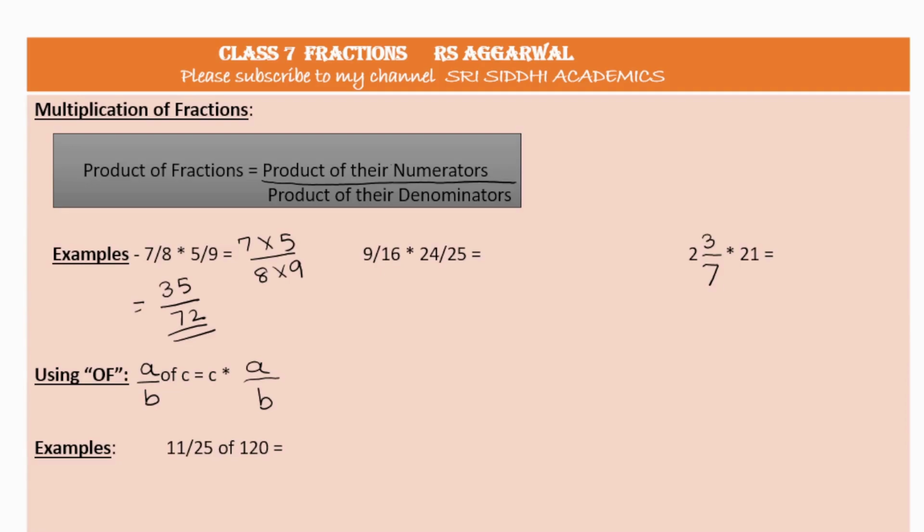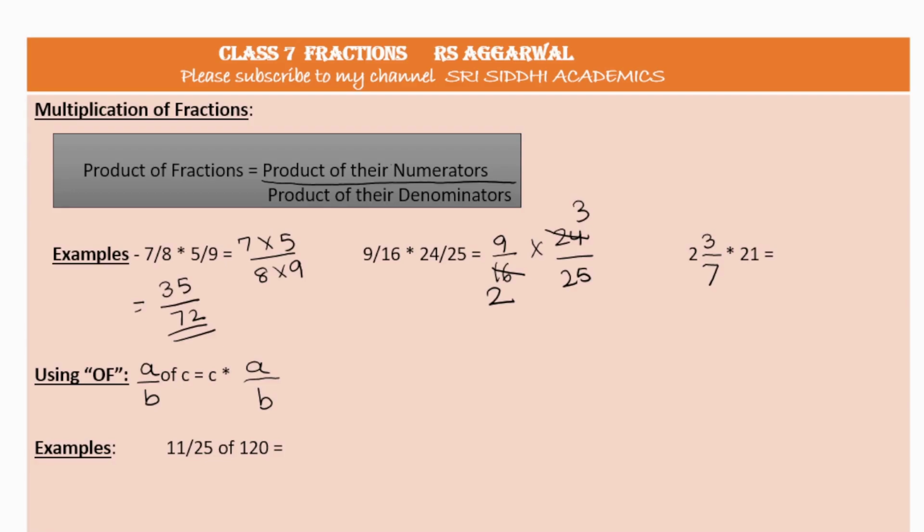9 by 16, 24 by 25. Here if you see, there is a common factor because 16 is in the denominator and 24 is in the numerator. So what is common? We know 8 2s are 16 and 8 3s are 24. Common is 8. So we need to remove this common factor. We'll simplify. 8 2s are 16, 8 3s are 24. This is also called cancellation or simplification by removing the common factors.